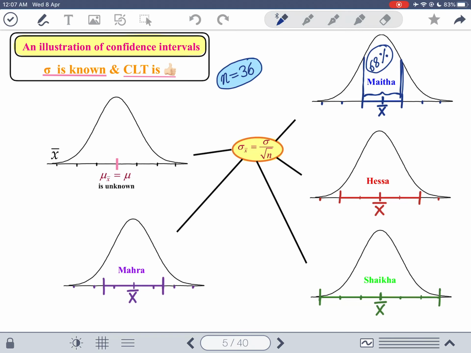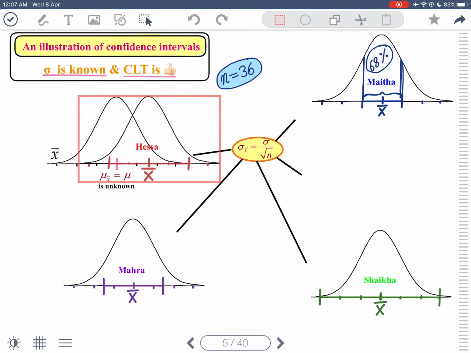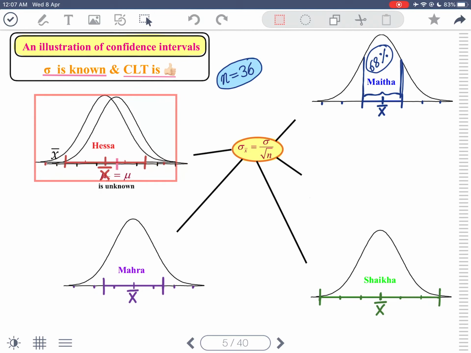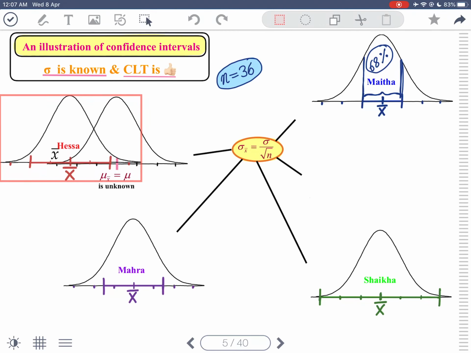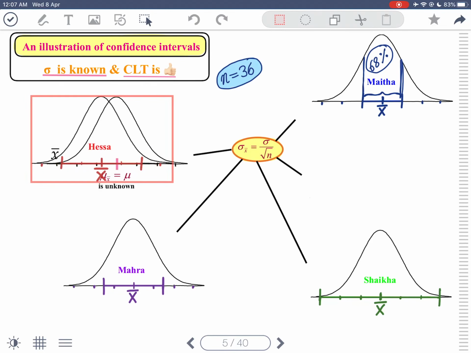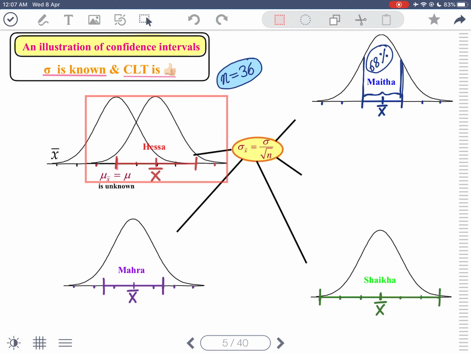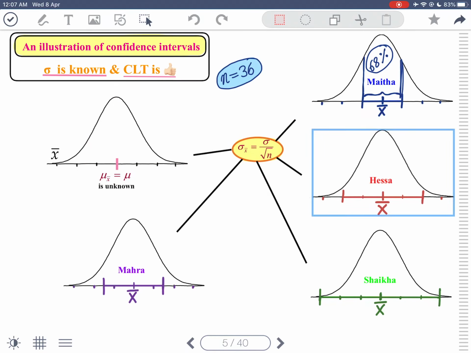So now let's see what Hissa is doing. Hissa also will do the same. She will go find where her sample mean is, put it, but because her interval is larger than Maytha's, the chances are that the pink tick mark where the mean of the population is will fall inside her interval. She has a higher chance that it will fall. It could not fall like this. If her mean was here, then mu will not be inside. But if she is anywhere from here to here, then her interval will contain the population mean. So she can be more confident than Maytha of this.